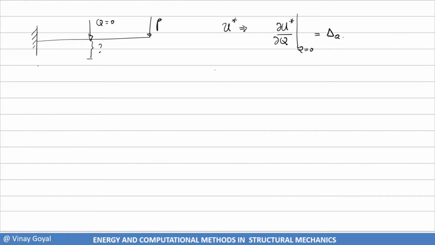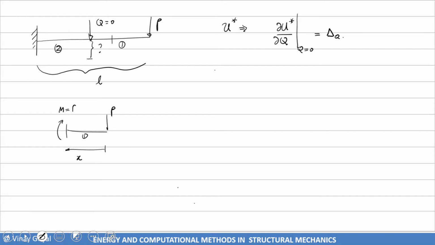So why not do it now quickly? This is L, and I put the load in the middle. So I'll do a couple of cuts. I'll do a cut here in section 1 and section 2. So in section 1, I have a load P applied here, and it goes from, that's x. So if I cut here anywhere, I basically get a moment, and that moment is P times x. So that's for section 1.